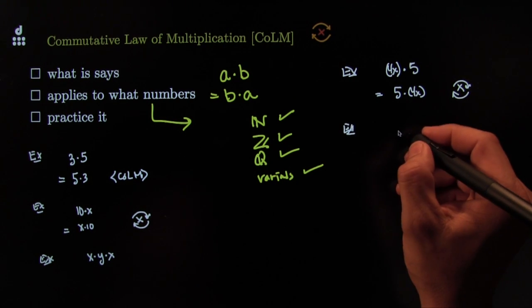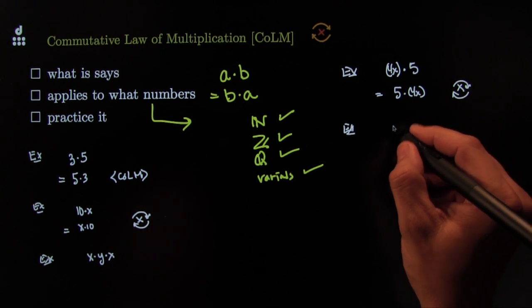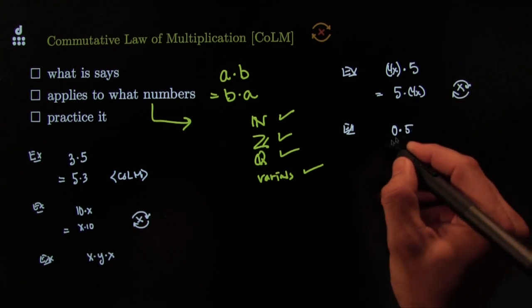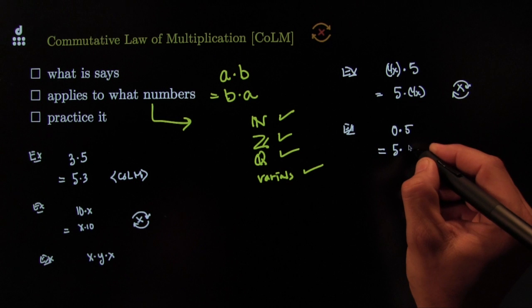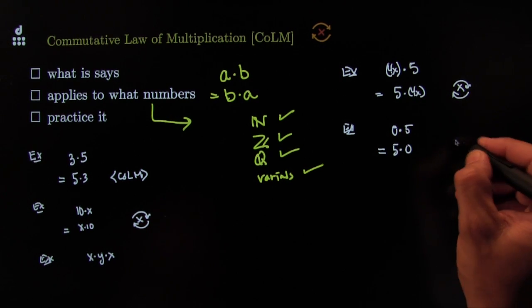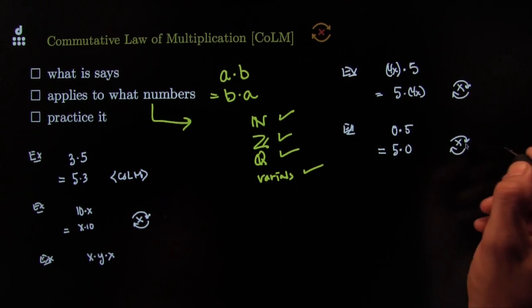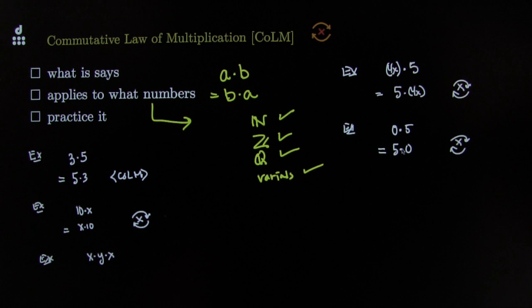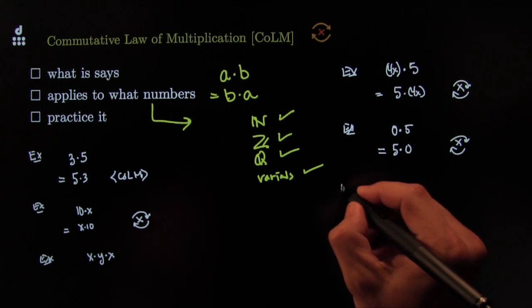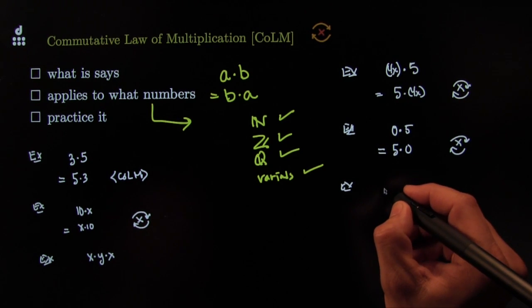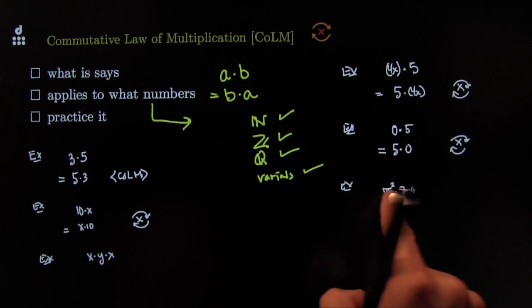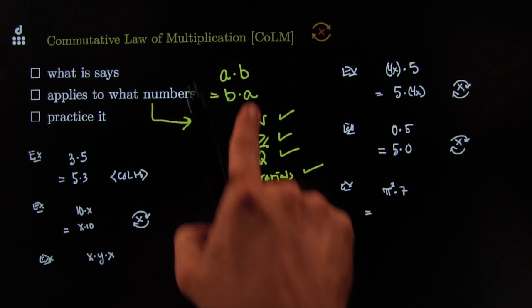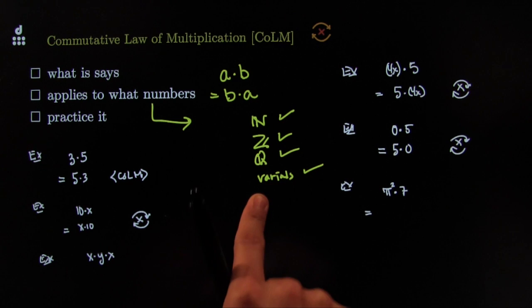Maybe I'll just do one more. 0 times 5. What is that equal to? I don't know what it's equal to, but I know it's the same thing as 5 times 0. And I know that because things can commute. It's commutativity law of multiplication. Okay? One more, last one. Pi squared times 7. Again, you may not know what those symbols mean, but it doesn't matter. It works for all the symbols in our class.